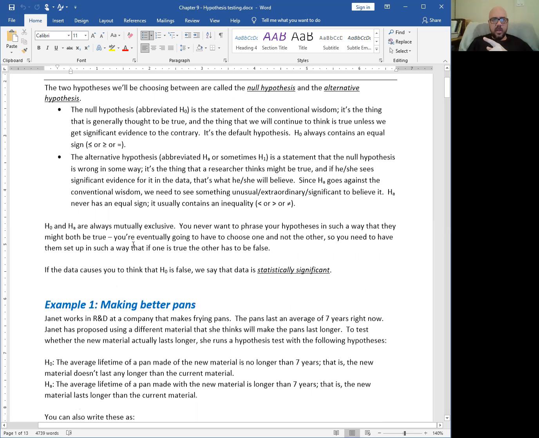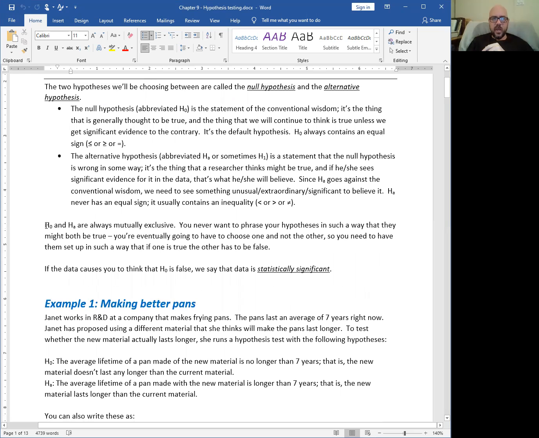One thing I do want to point out, they must be mutually exclusive. You cannot have an alternative hypothesis and a null hypothesis that can be true at the same time. That's not okay. We're eventually going to decide we think this one is true and that one is false. And so you can't have it where they're both true, because then you can't make your decision. So you always want to phrase your hypotheses in such a way that one of them must be true and the other one can't be, regardless of which way the data points you, right? It can only ever be one of them true.